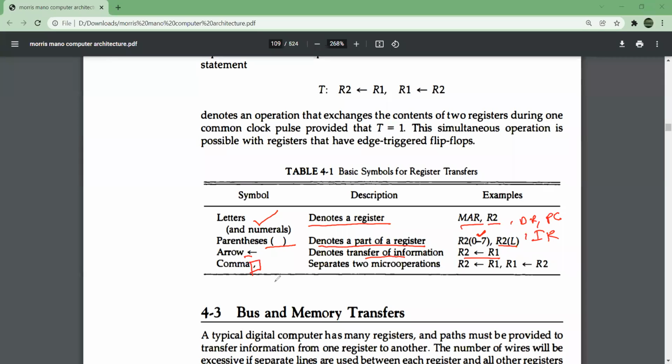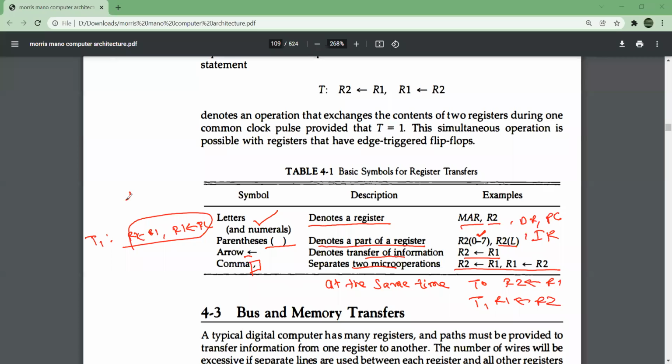And the last we saw was comma. The comma is separation between two micro operations at the same time. So these are happening at the same time. So when I say R2 with R1 and R1 to R2, these are two micro operations at different times. This can be at T0 and this can be at T1. But when I say T1, R2 with R1 and R1 with R2, this means these two micro operations are happening at the same time. So this is same time, this is at different time.